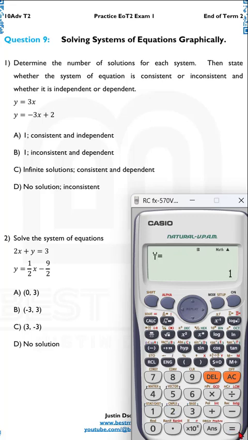The answer is 1/3 and 1. So you're getting an answer. So how many solutions? It is one solution. If you're getting a solution, then it's always consistent, and here it's independent. Whereas if you have infinite solutions, then it's dependent. So it's option A, that's the correct answer. Let's try the next one.